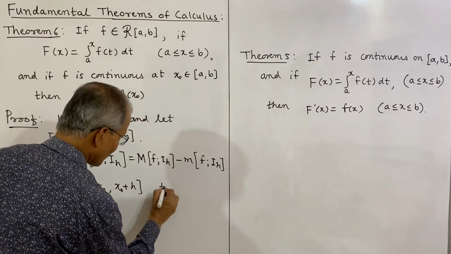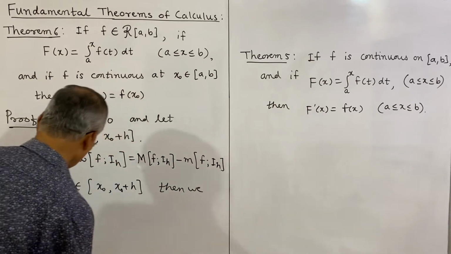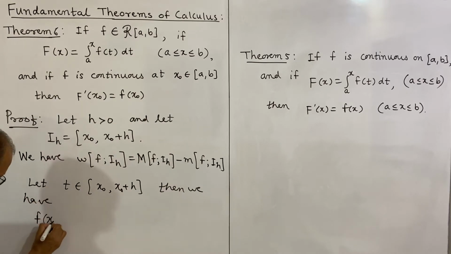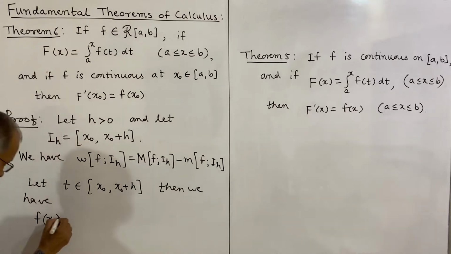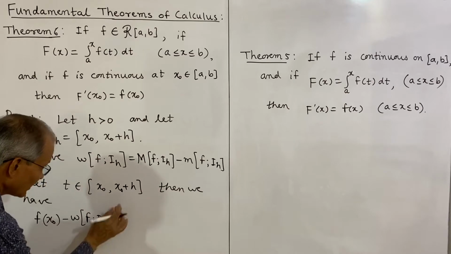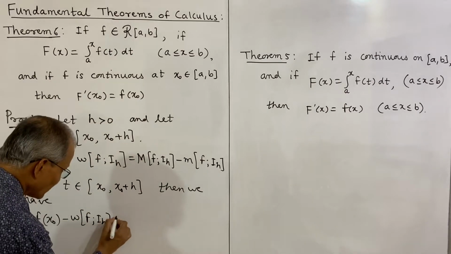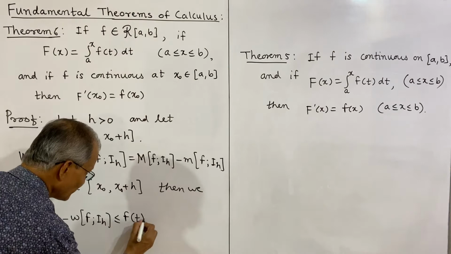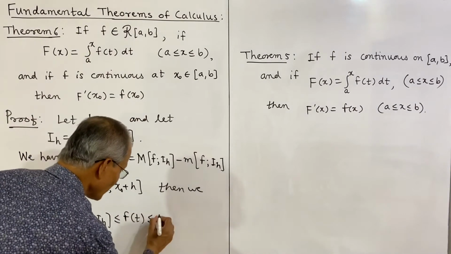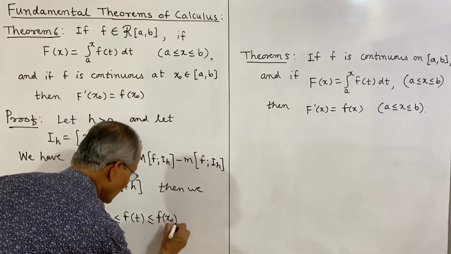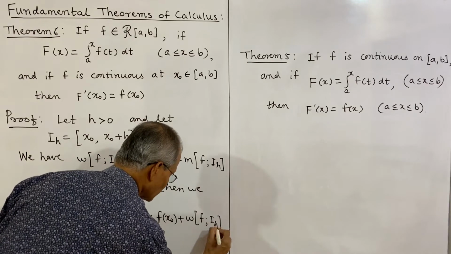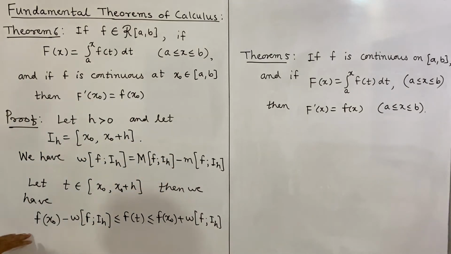Then we have the relation we will write as: the value of the function at x naught minus the oscillation of the function over the interval I_h, where I_h is this interval, is less than or equal to f of t, the value of the function at t, which is less than or equal to f of x naught plus the oscillation of f over I_h. So, this is the relation that we will have.